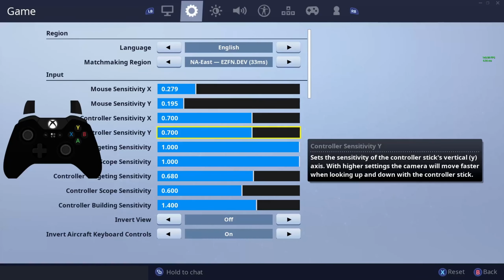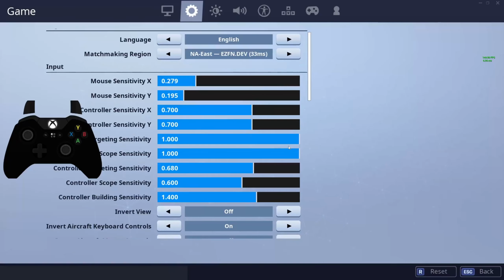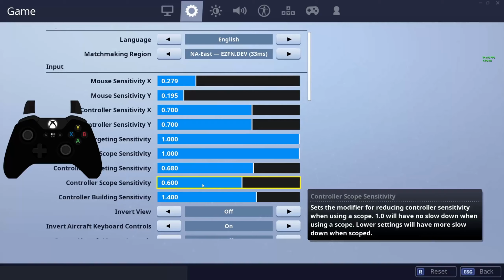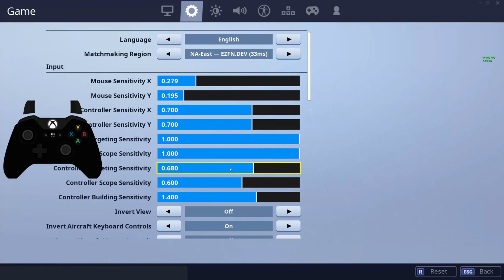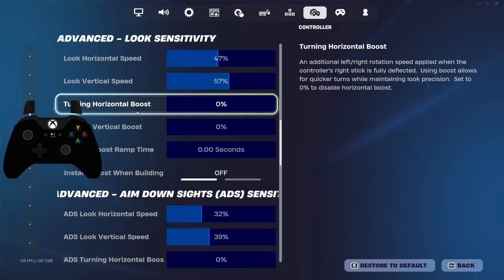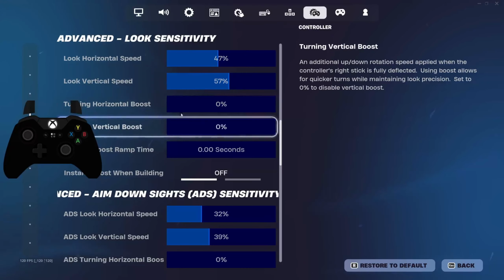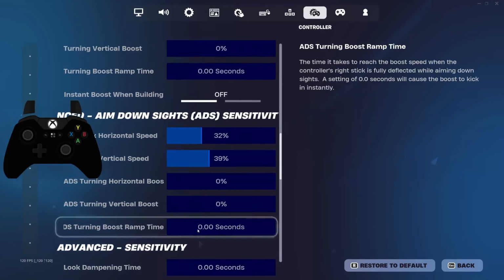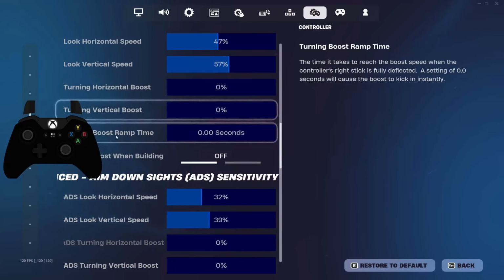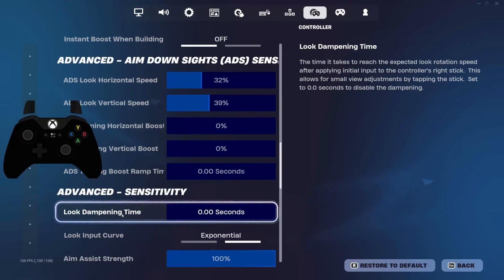convert. I do want to note there is some missing functionality, as you cannot have a scope sensitivity in the modern settings, so best of luck with your scoped weapons. You're just going to have to use the ADS sense. Now, while you did lose quite a bit of functionality to the new settings, you also gain new options like the horizontal and vertical boost, the ramp time, as well as look dampening time. The problem is these things don't exist, so effectively to convert, you're just going to have them at one fixed value, which we'll get right into.